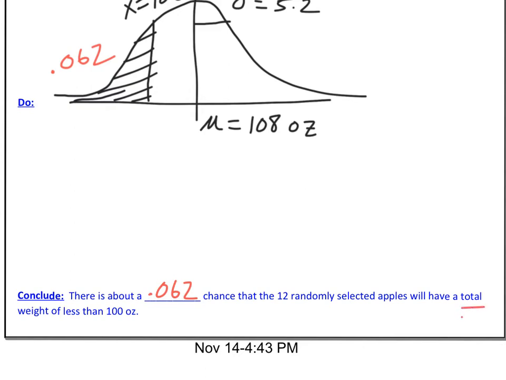Again, total of adding the 12 together kind of tells you that, hey, you need to think of it as adding up 12 separate selections, not multiplying by 12, to get a total weight of less than 100 ounces.